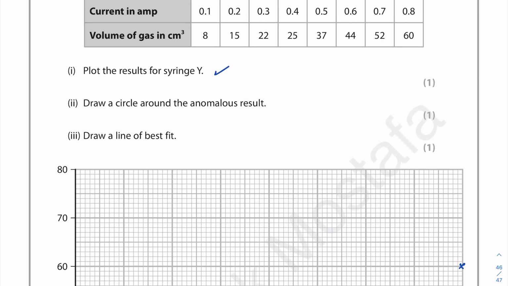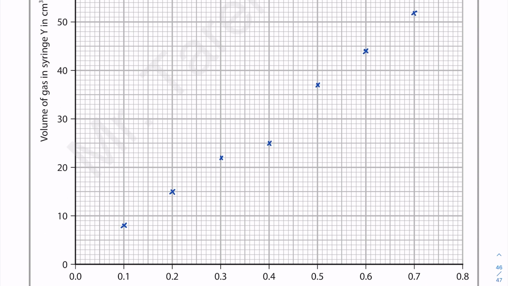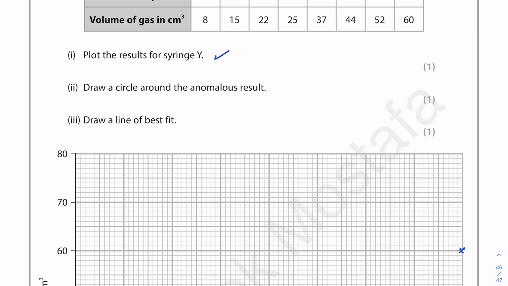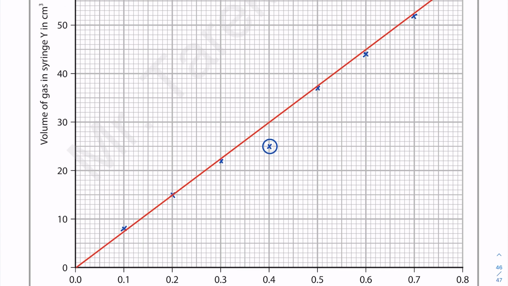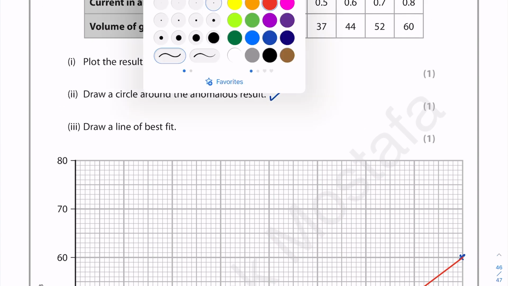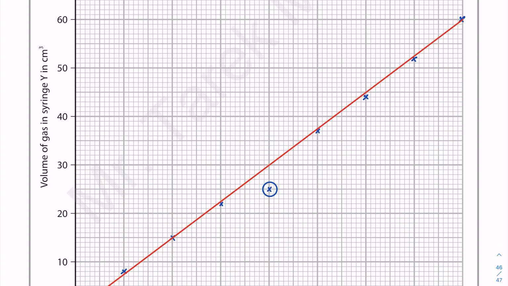بعد كده draw a circle around anomalous. واضح ان دي anomalous هنعلم عليها. بعد كده triple I draw a line of best fit. هنروح واخدين straight line من الأوريجين لآخر point ويكون of best fit. طيب ده اللي هو ال straight line of best fit. عندنا كده خلصنا أول 3 أسئلة.